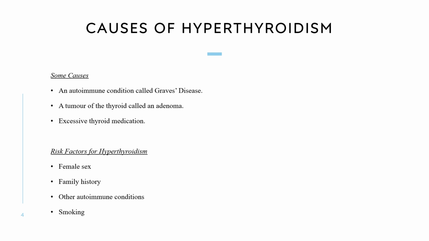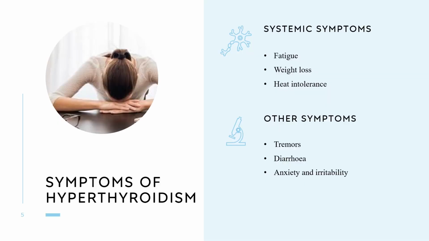What are the risk factors for developing this condition? One of the most important risk factors is being of female sex. In fact, women are 10 times more likely than men to develop hyperthyroidism. Family history, as with many of the conditions that you have encountered in previous cases, is very relevant. If you've got family history, particularly of Graves' disease, you're much more likely to develop it. If you've got other autoimmune conditions, we spoke about Graves' disease being an autoimmune condition, you're much more likely to be at risk of developing Graves' disease. And smoking, as with many other conditions in medicine, is also a risk factor.